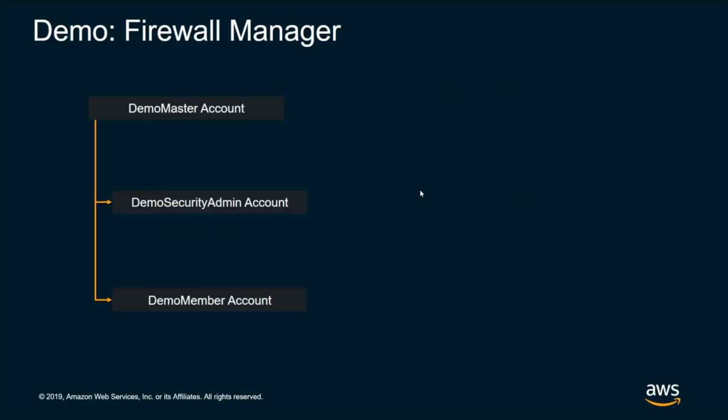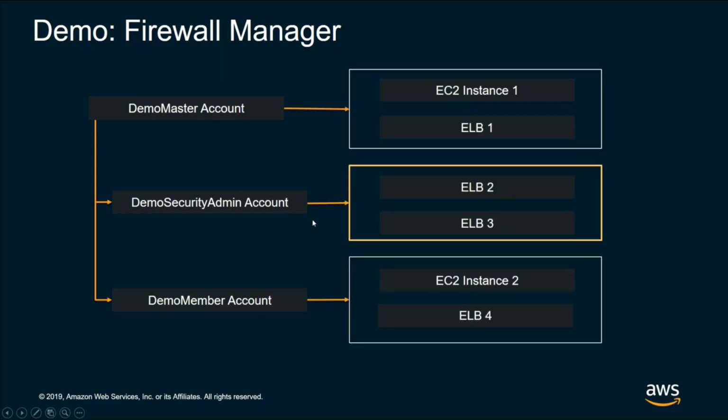Okay, well, this is probably one thing that I should have talked about earlier. What we did so far was in the demo security admin account, which is the designated Firewall Manager administrator account. I created FMS policies, and each of these accounts has its own resources. When I created this common security group policy in the administrator account, it's going to replicate the security group on EC2 instance 1 and EC2 instance 2, because all three accounts are included in the scope of the common security group policy, which I just created.